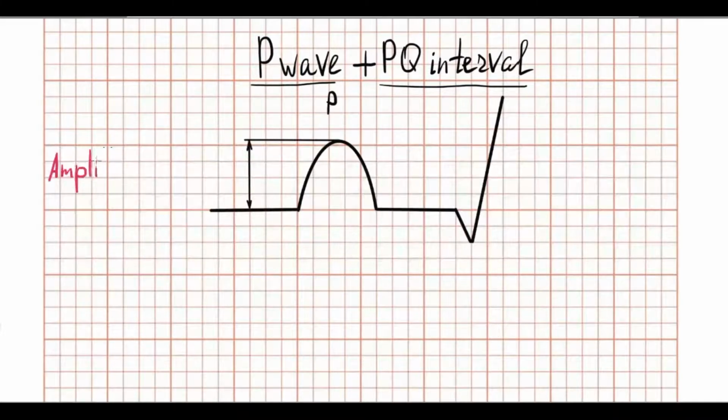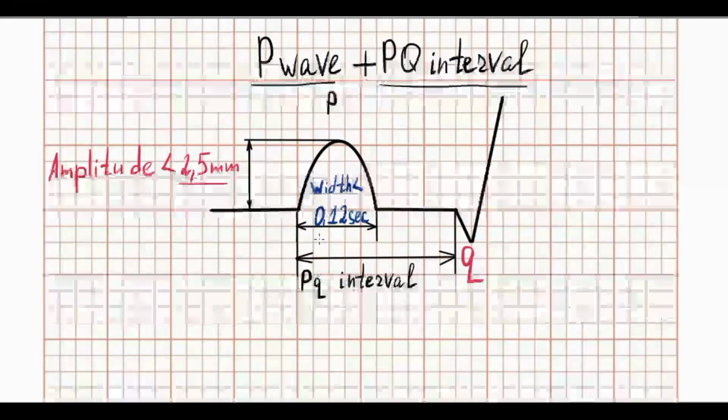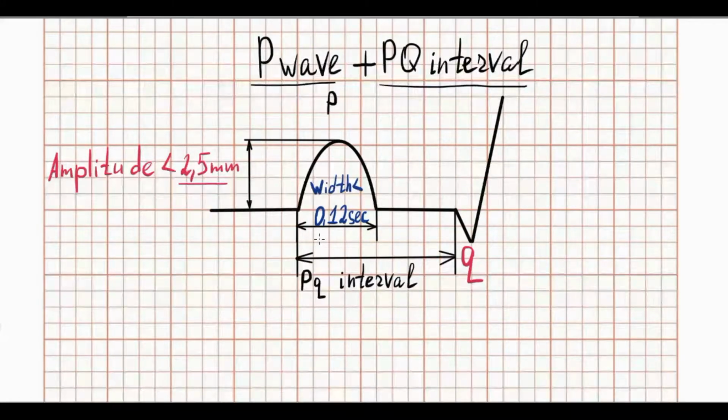Normally, the P wave in every lead is less than 2.5 mm in amplitude and less than 0.12 seconds in width. PQ interval, or when the Q wave is absent, it is called PR interval. The PQ interval is measured from the beginning of the P wave to the beginning of the QRS complex. In adults, the normal PQ interval is between 0.12 and 0.20 second. Usually, it lies on the baseline. PQ interval includes the P wave and PQ segment.